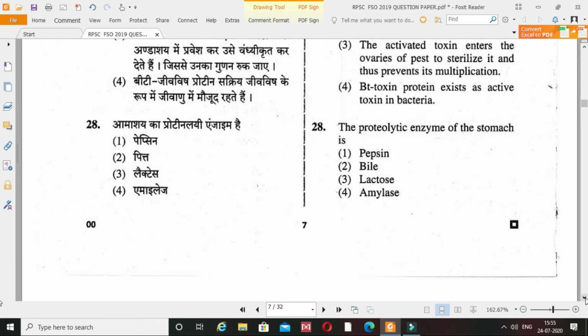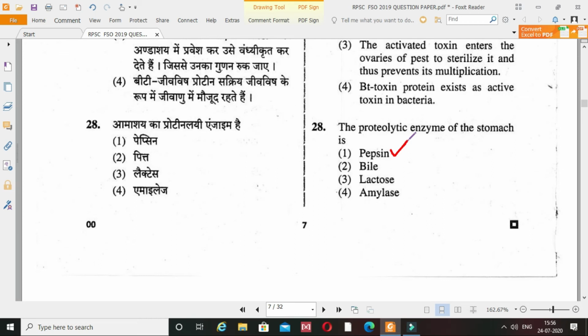Next question 28. The proteolytic enzyme of the stomach is: 1. Pepsin, 2. Bile, 3. Lactose, 4. Amylase. Which is the answer? Here the answer is pepsin. Pepsin is an endopeptidase that breaks down proteins into amino acids. Bile contains bile acids which are critical for digestion and absorption of fats and fat-soluble vitamins in the small intestine. Lactose is a disaccharide composed of galactose and glucose. Amylase converts starch to simple sugars.